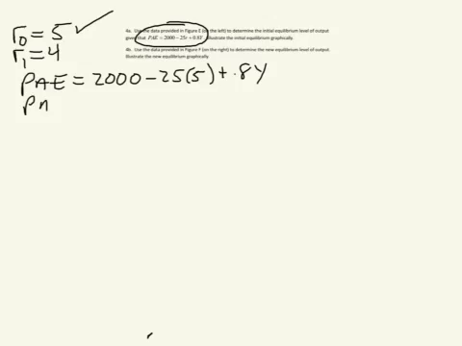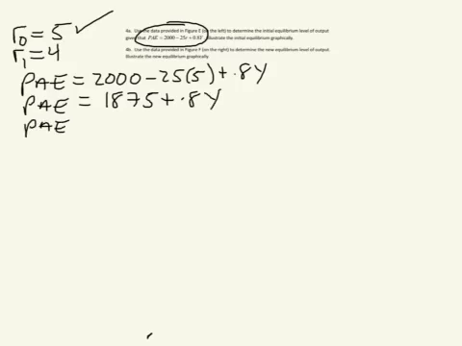So planned aggregate expenditures is going to be equal to 2,000 minus 25 times 5 plus 0.8y. So planned aggregate expenditures is equal to 2,000 minus 125, which is going to be 1,875 plus 0.8y.